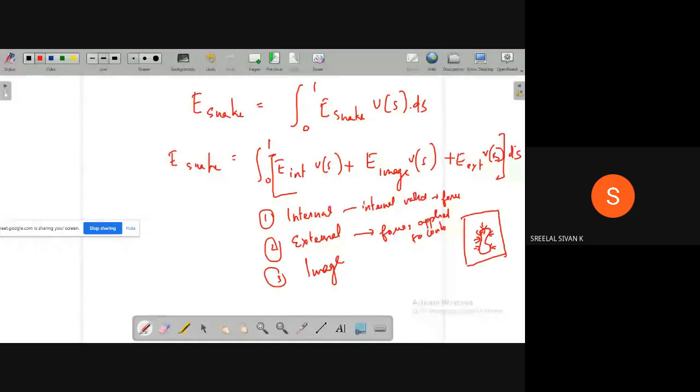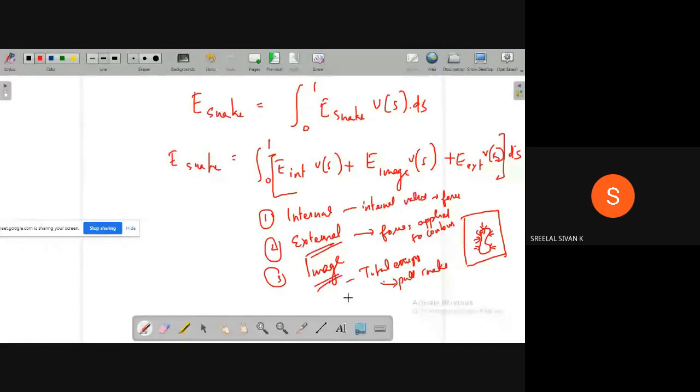Image energy indicates gray level and gradient magnitude that pull the snake towards the optimal boundary position. Image energy means the total image pixel intensity values or gradient value. So image forces such as gray level or gradient magnitude pull the snake towards the optimal boundary position. That is known as image energy. The image energy is responsible for pulling the snake to that particular boundary.